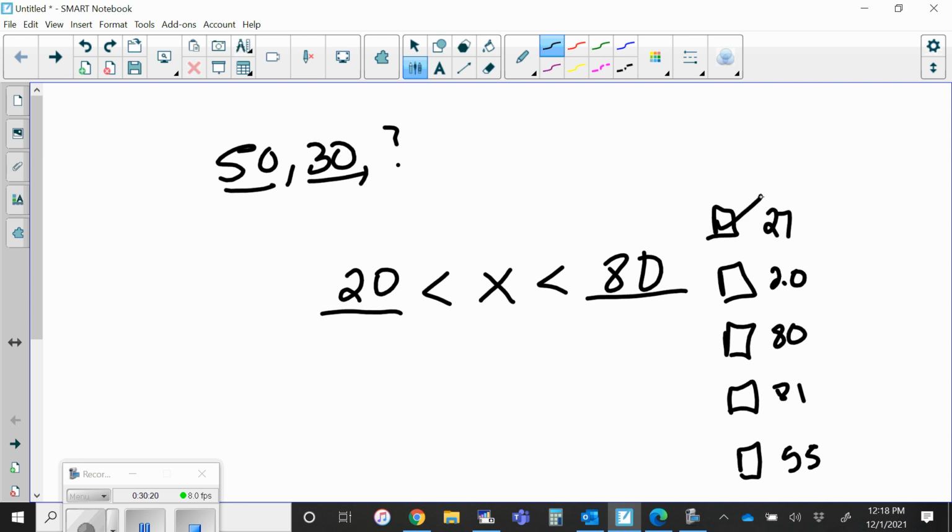I would check the 27. That's a 20. Would I check the 20? No. What does it say it has to be? X has to be greater than. Is 20 greater than 20? So nope, not this one. Would I check the 80? Nope. Would I check the 81? No. It says X is less than 80, so it means it's between 20 and 80. So I would check the 55. Those are the only two from that list that would work. Those are the two that could be the third missing side.